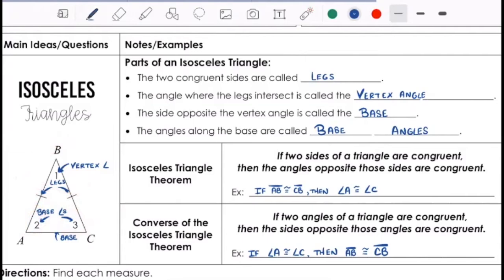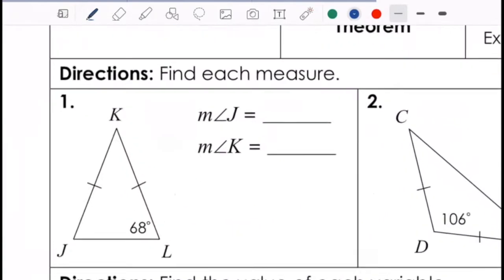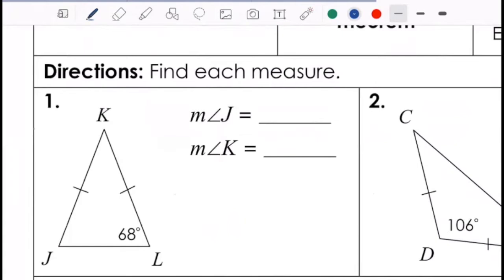So let's do a little geometry. Let's do a little math. Okay, so we look at number 1. It wants us to find the measure of J, find the measure of K. So we have an isosceles triangle. Woo! We just did a little loop-de-loop right there. Hang on, another loop-de-loop coming.